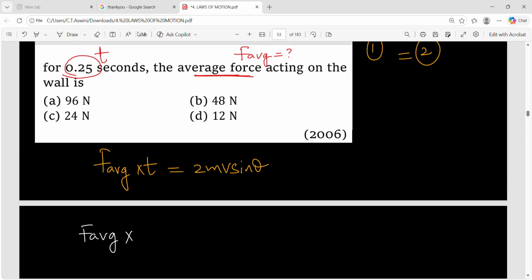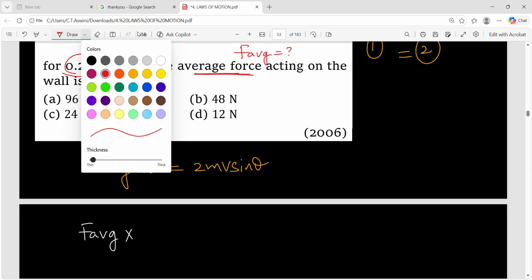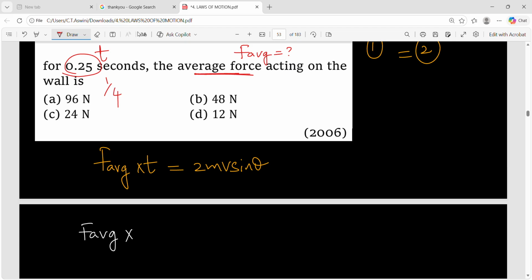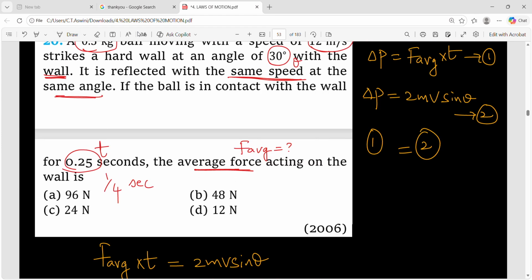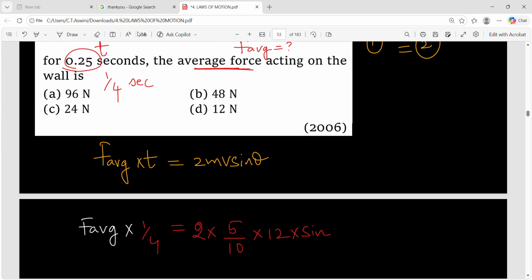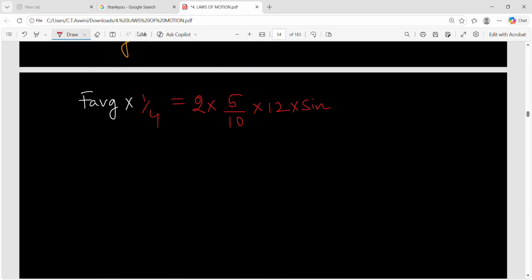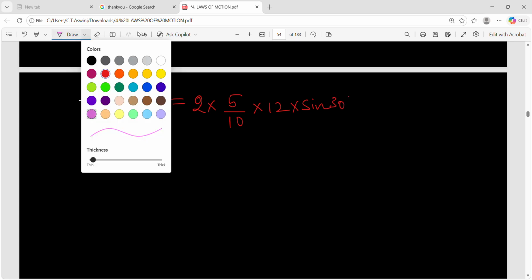Substitute the data. We have to calculate F average, keep it the same. What is our time? Time is 0.25, right? So can I write it as 1 by 4? 0.25 is 25 by 100, so 1 by 4. So this is 1 upon 4. 2 into mass, which is 0.5, so write it as 5 by 10. And speed is 12. Sine theta, where theta is 30 degrees. Sine 30 is 1 by 2. So just simplify now.